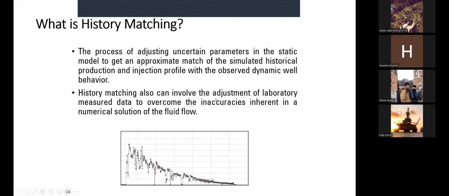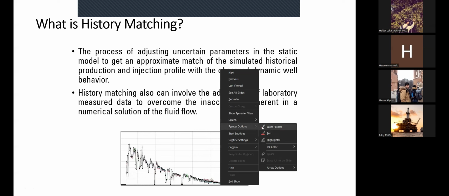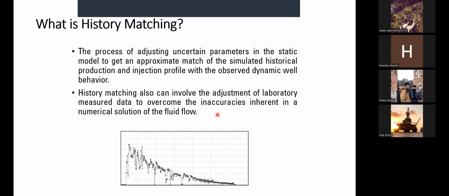History matching also can involve the adjustment of laboratory measurement data to overcome the inaccuracy inherent in the numerical solution of the fluid flow. As I mentioned, you live with uncertainties. Your fluid, you took one example or one sample and you consider this is your fluid behavior, which should not be the same. Maybe you have compartmentalization, maybe you have a fault, then you have different fluids in different places, which you are not taking into account, and so on.